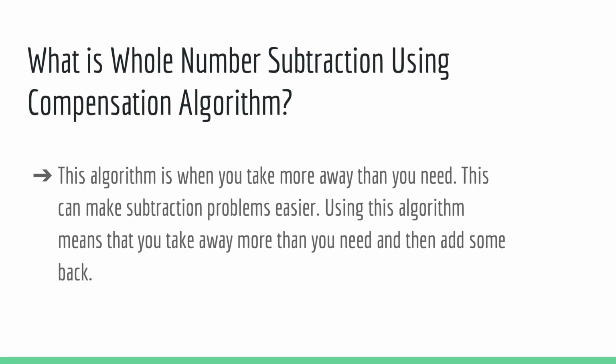Our next method of solving will be using the compensation algorithm for whole number subtraction. So what is subtraction using compensation algorithm? This algorithm is when you take more away than you need. This can make subtraction problems easier. Using this algorithm means that you take away more than you need and then add some back.